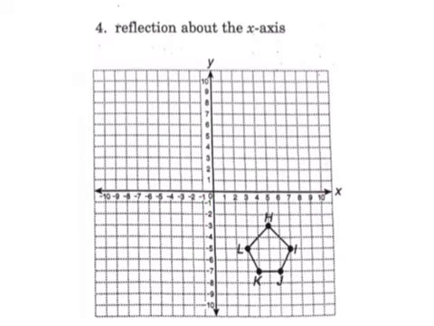Our next transformation is a reflection, which is a flip, over the x-axis. So we're going to reflect it over the x-axis. To do a reflection, just count from the x-axis for each point. Letter H goes down 3 blocks. So H prime would go up 3 blocks.